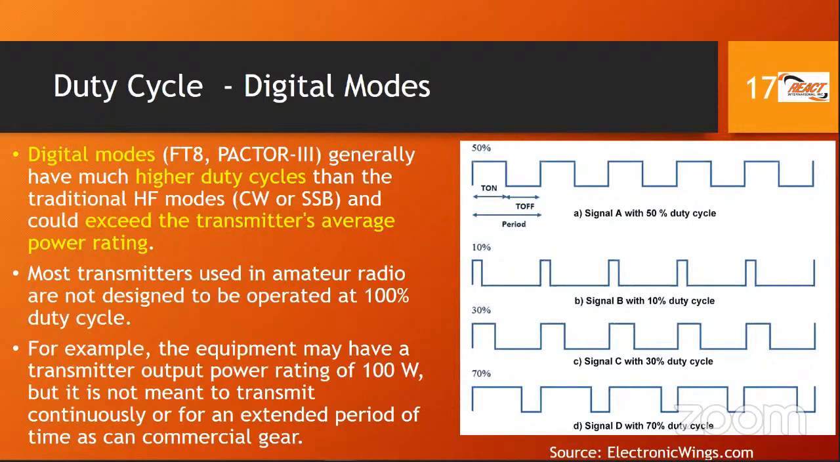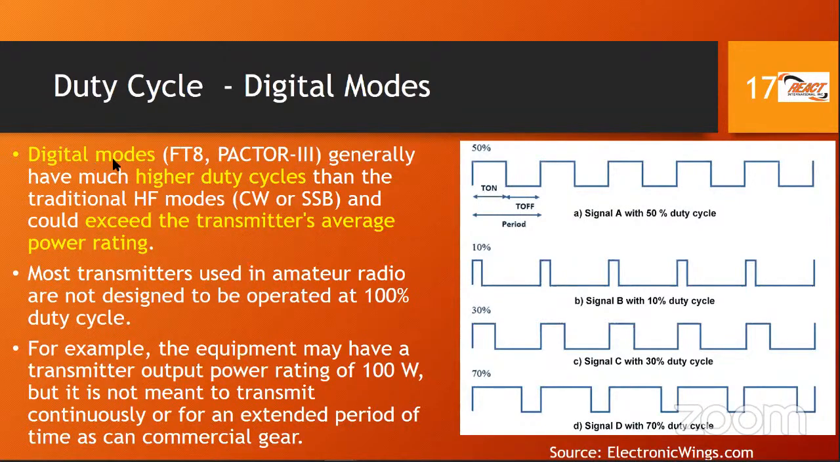So same thing with radio equipment, with amateur radio. They are not necessarily meant to be used at 100% duty cycle. So let's note, digital modes exercise your amateur radio equipment very much. They tend to have very much higher duty cycles than the other HF modes such as CW and SSB. And it could exceed your transmitter's average power rating. Again, that's an exam question.